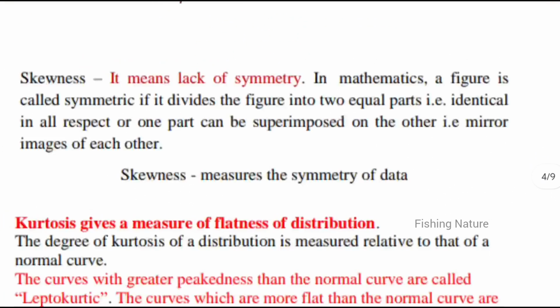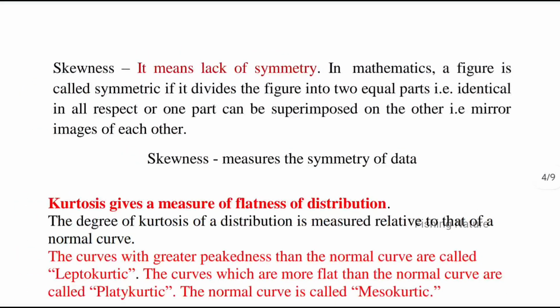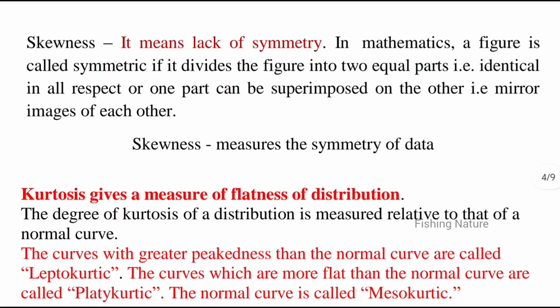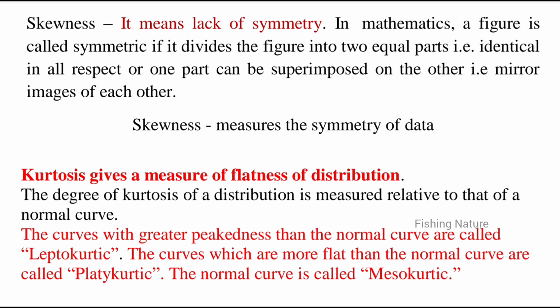Skewness. Skewness means lack of symmetry. In mathematics, a figure is called symmetric if it divides into two equal parts, identical in all respects, where one part can be superimposed on the other, as mirror images of each other. It is the measure of symmetry of data.